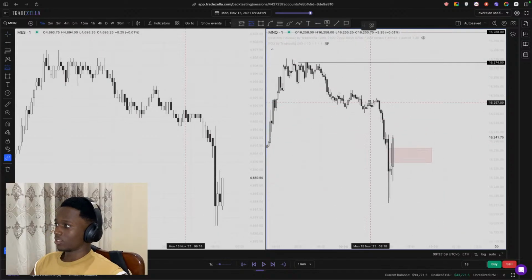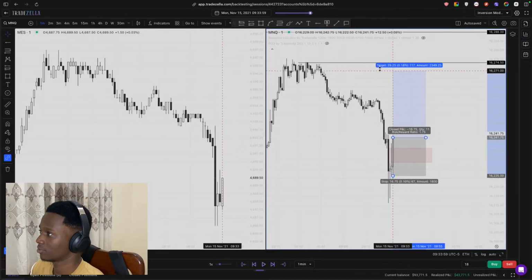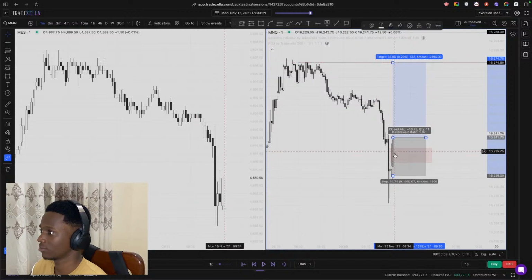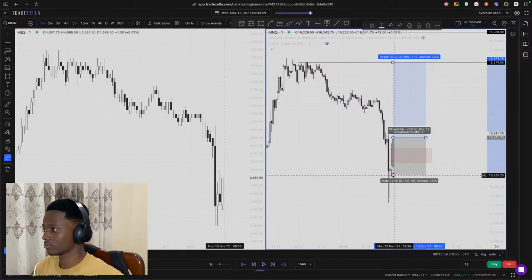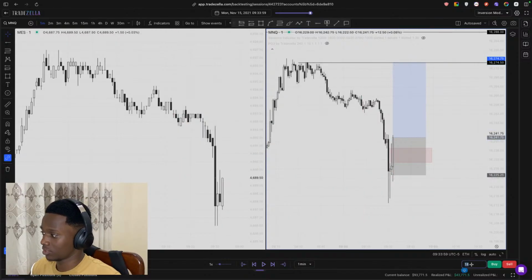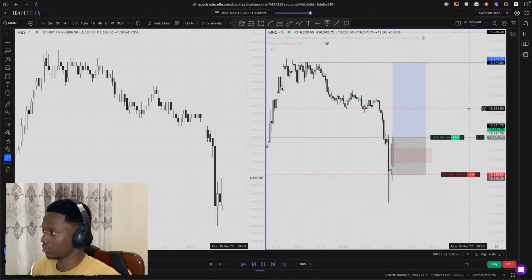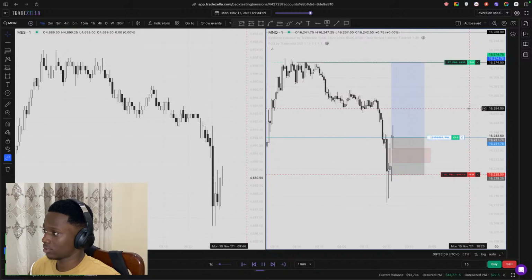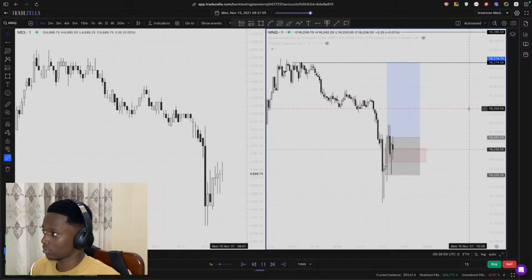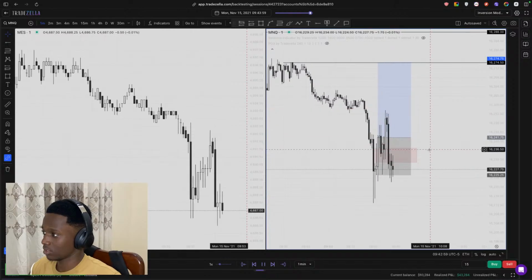So we'll be taking the trade around here and stop at this low, take profit at this high. So that's 500/32, which is 15 micros. So stop at the low, take profit at the high. Just an insane stop.